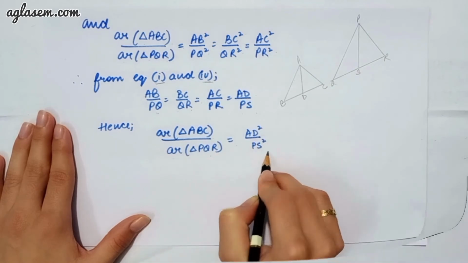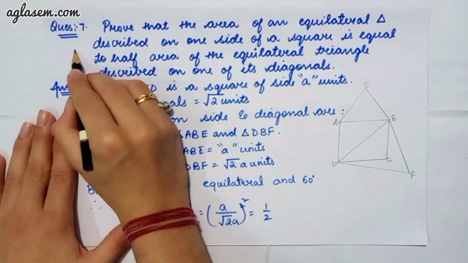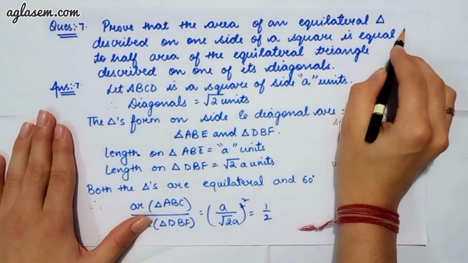So therefore we have area of triangle ABC divided by area of triangle PQR is equal to AD square divided by PS square. Moving to question number 7, which says prove that the area of an equilateral triangle described on one side of a square is equal to half of the equilateral triangle described on one of its diagonals.